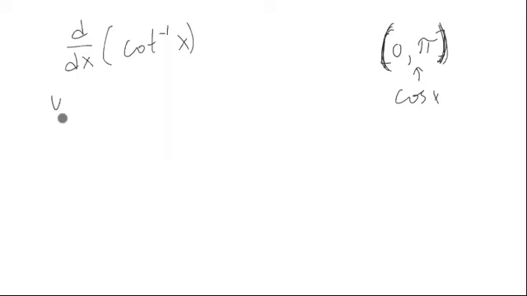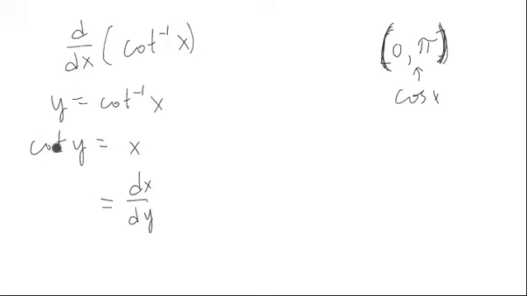Let's write this as y is equal to cotangent inverse of x. Take the cotangent of both sides, and the cotangent and cotangent inverse will undo each other to just give x. Take a derivative of x with respect to y, and we've seen what this is. This is negative cosecant squared y. So we know that dy/dx will be the reciprocal: negative 1 over cosecant squared y.